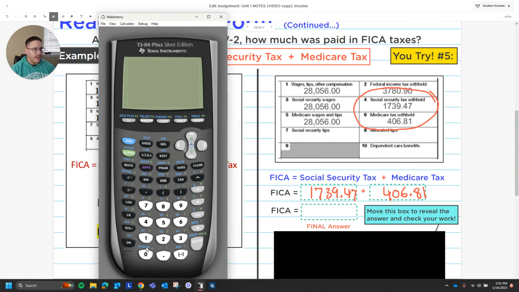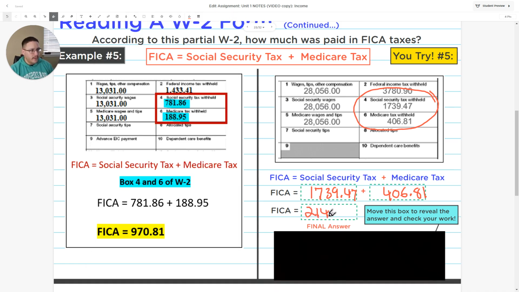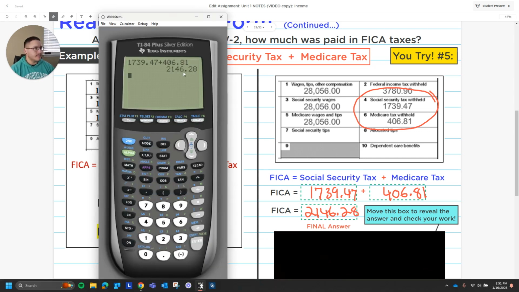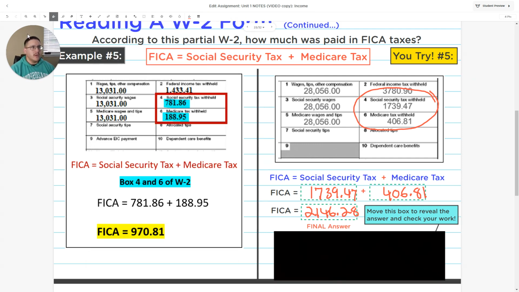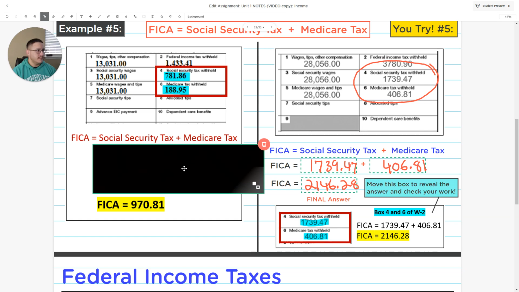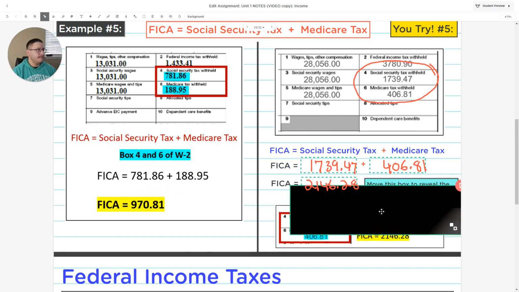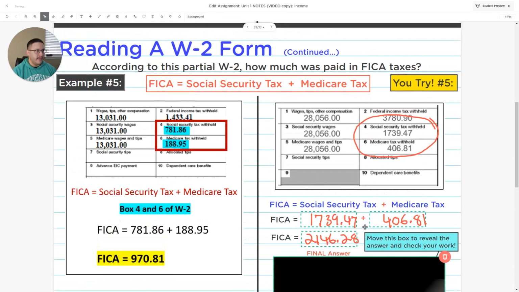Let me just type those into the calculator. And we get 2146.28. That's our total FICA tax for this example. Yep, there it is. That's it for you try number 5.